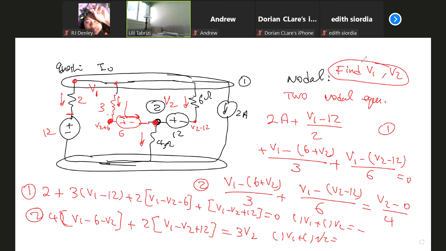Now, how do you answer the question? After you find V1 and V2, you go back to the question. The question is I0, the current passing through the 4 ohm. I0 is equal to V2 minus 0, divided by 4 ohm. By the way, when you're solving two equations for a node, go back to the question. For this question, you don't need V1. So you don't have to find V1 here, and from V2 you find the current.